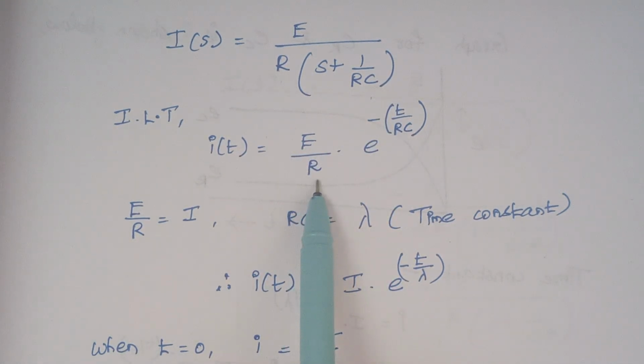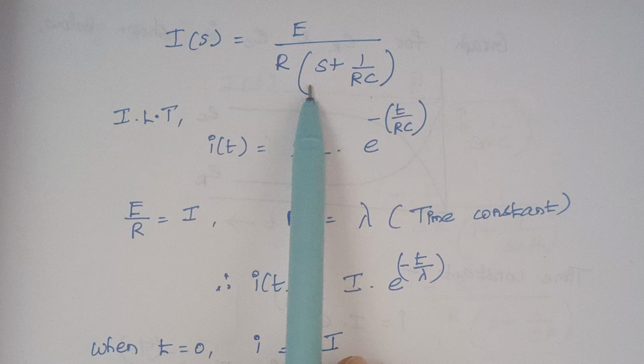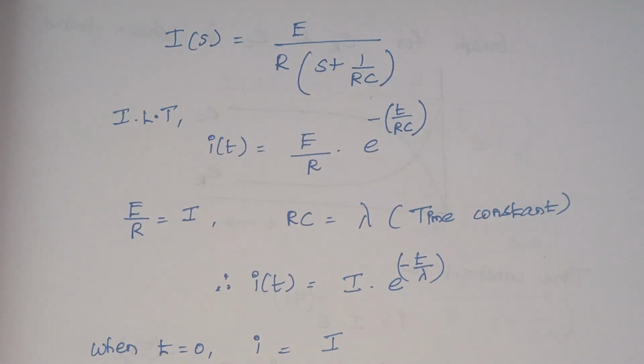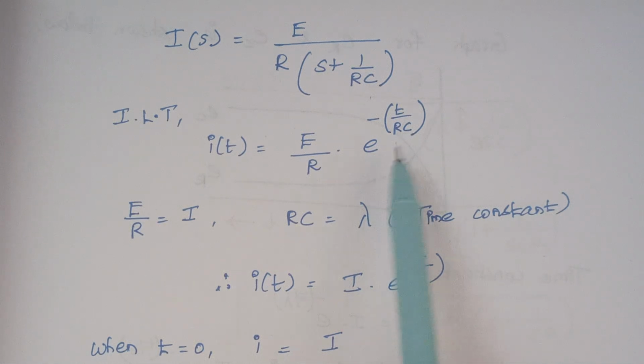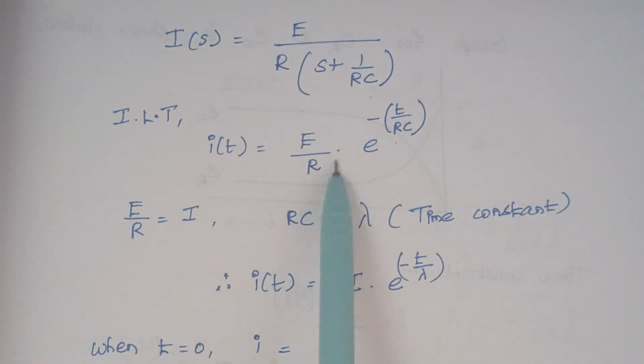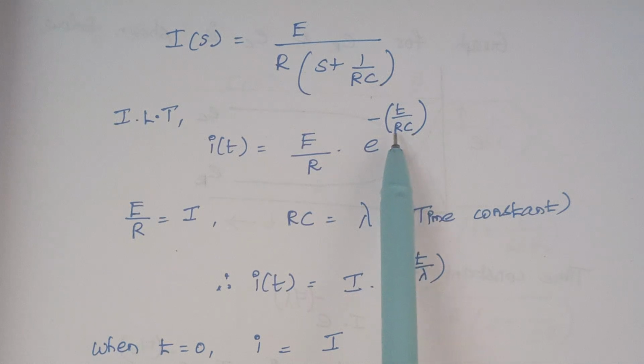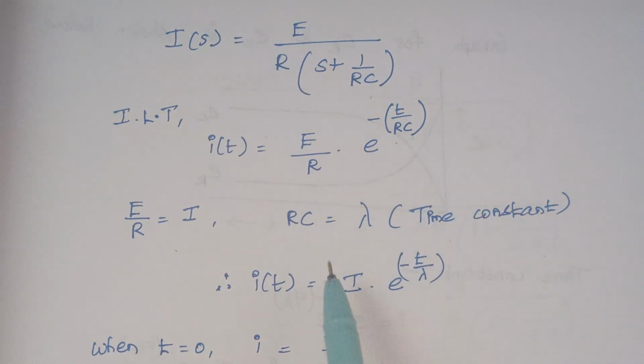So E by R into, when you take the inverse Laplace transform, 1 by S plus 1 by RC becomes e to the power minus t by RC. As we all know, E by R is nothing but our current, and here RC is the time constant, which is denoted as lambda. Now we are going to rewrite the above expression.